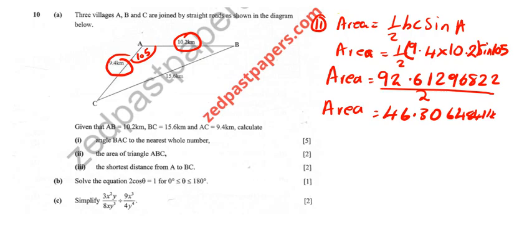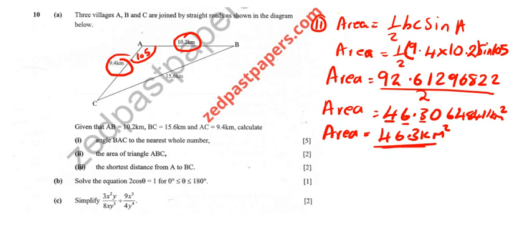46.3064841 kilometer. You know the area is always squared, so area will be given to three significant figures, in this case 4, 6 and 3. So I'm going to say 46.3 kilometer squared, like that. So that is your area.